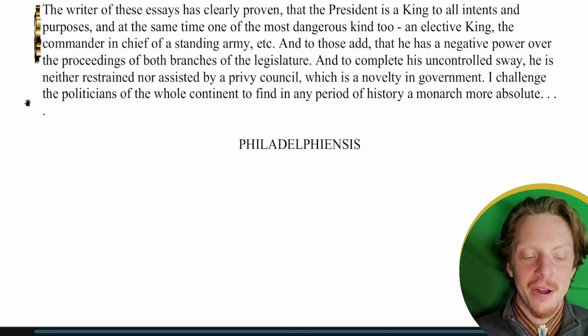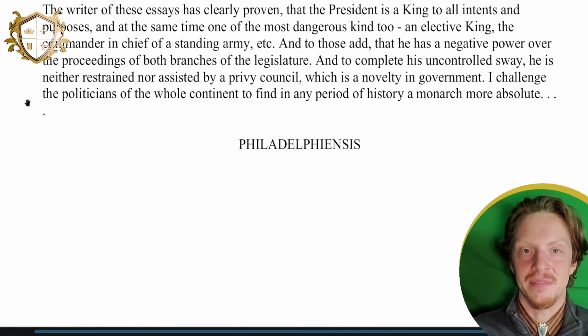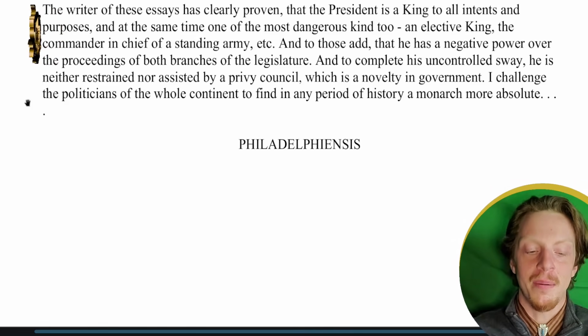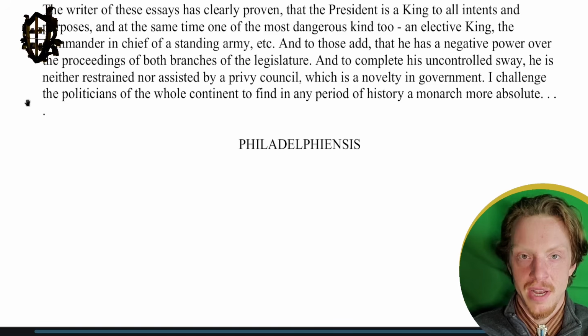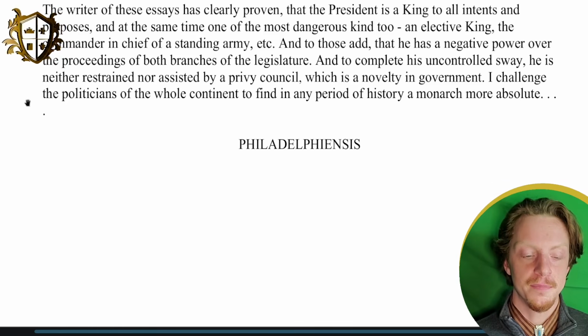So no matter how pure the man, no matter how pure the executive, he is going to be surrounded by sycophants. So this is not an exclusive problem with Trump. This is a problem that is embedded into the executive on purpose, as made clear in this anti-federalist paper.